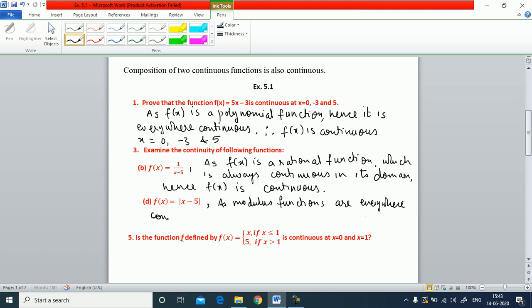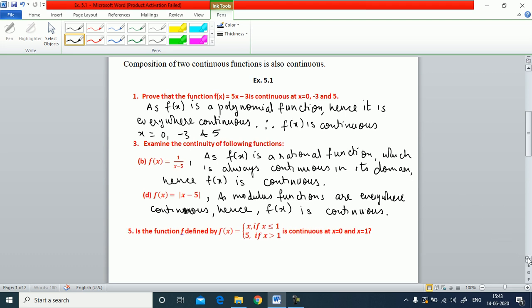hence f(x) is continuous. They are everywhere continuous, hence f(x) is continuous. So you can see the three examples we have done till now. Because of the nature of the function, we could not find any point of discontinuity for these three functions.